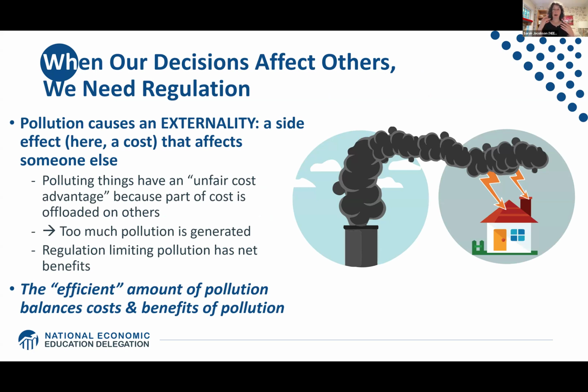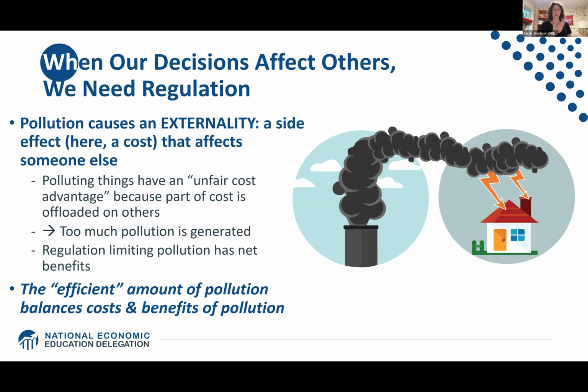Here it is, I'm choosing with the electric company how much electricity to buy from them, but there are people who are being hurt by every kilowatt hour of electricity that I consume. And those costs are not being represented in that transaction between me and the electric company. You can think of it as we're shoving costs off on other people. So things that pollute have an unfair cost advantage in that way. And as a result, because those costs aren't accounted for in the decision making, we have too much pollution that happens as a result.